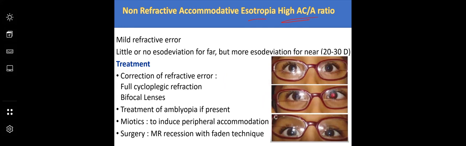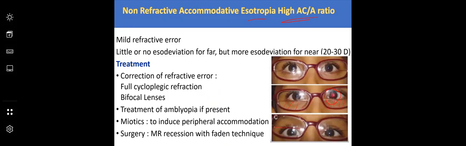But when they are looking to a near target, then you see that the eye is looking inward, becoming more inward, like they have more esotropia. This is because these children have abnormal accommodative convergence to accommodation ratio. In order to correct this, we need some glasses that will correct the near component without the far component. So we correct the far component with normal glasses, and in the near component, we add bifocal.